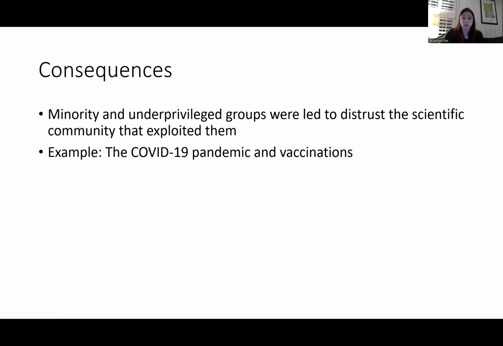One of the major consequences was that minority and underprivileged groups were led to distrust the scientific community, the medical community that exploited them in the past, rightfully so. And a major example of this in recent years is with the COVID-19 pandemic and vaccination hesitancy. There's a lot of information about that, a lot of advocacy that was done around trying to ease people's minds around vaccinations. And at the same time, the concerns and the hesitancy were valid, given this history.